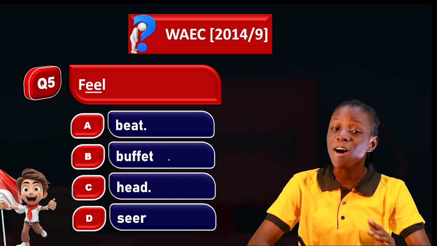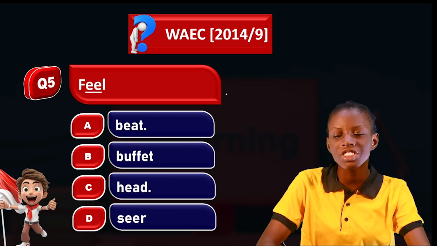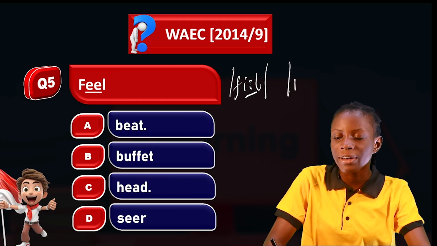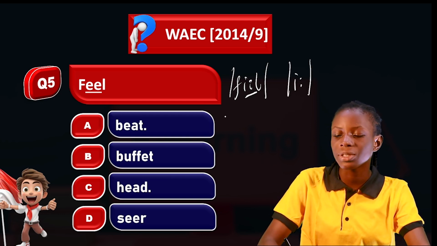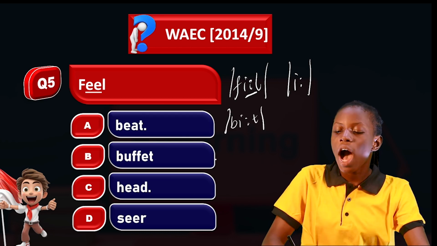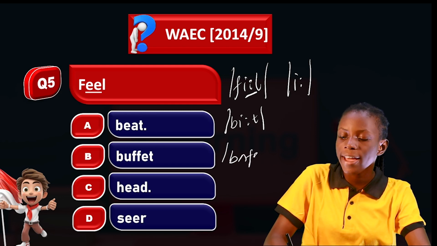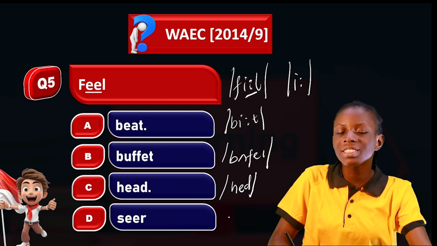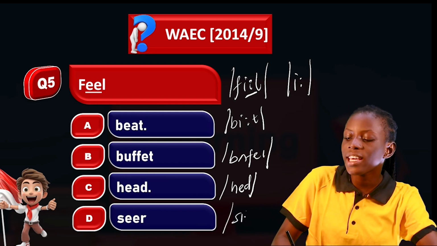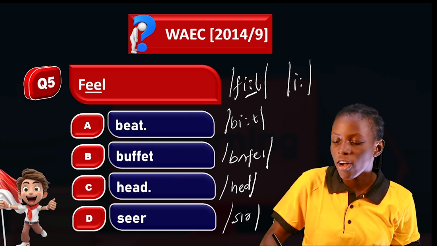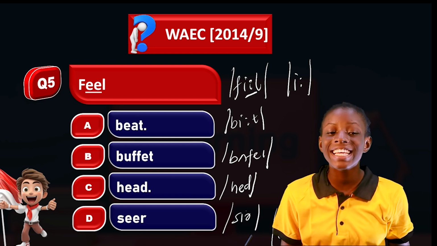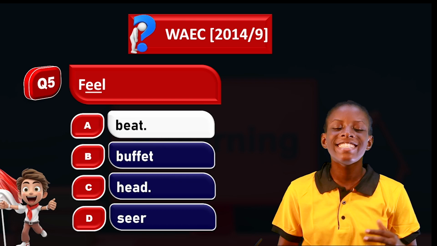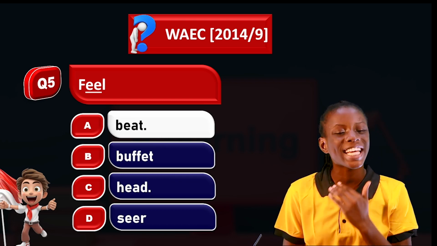Let's go together in transcription to confirm our answers. Let's transcribe feel together. We are looking for the long E sound, /iː/. Option A is beat. Option B is buffet, which has the A sound. Option C is head. And option D is sear, which has the ear sound, a diphthong. So what is our answer now? Of course, it is clearly option A, beat. Feel, beat, eat. This is the similarity, the E sound found in these two words, making option A our answer.